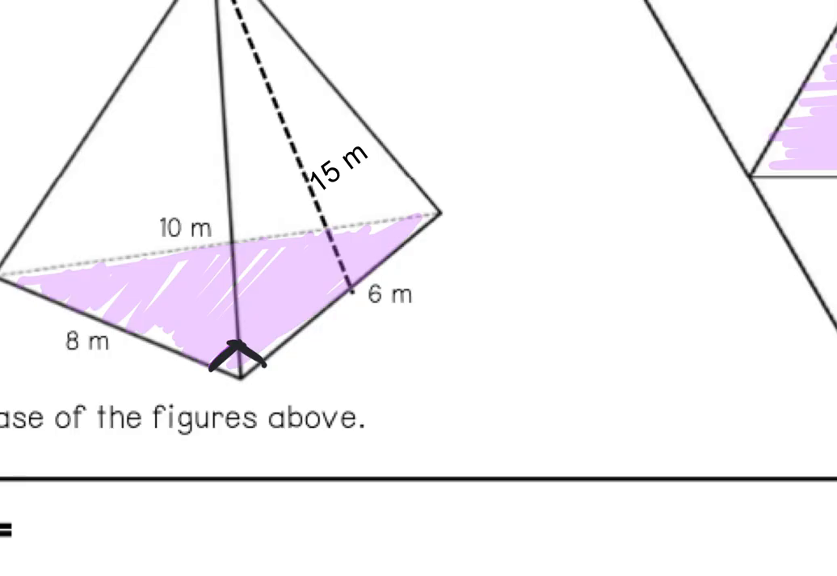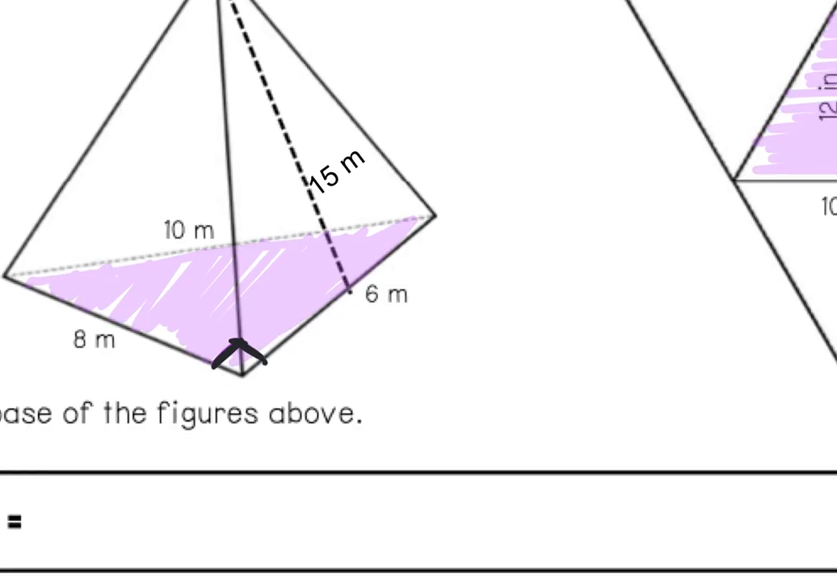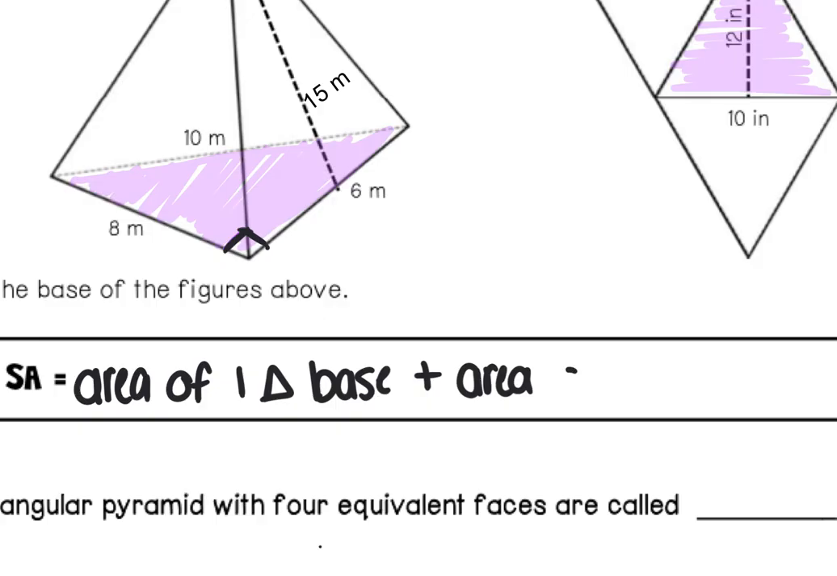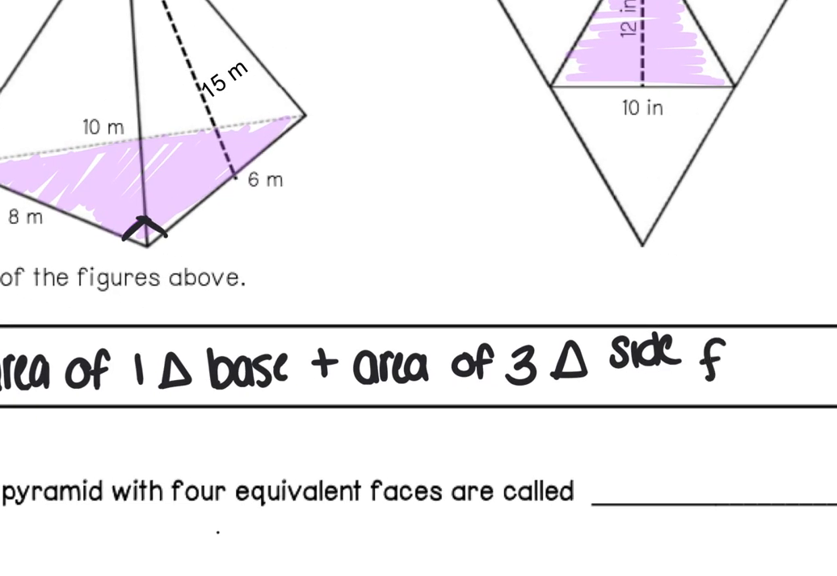And then also you have the dashed line here for the height, but it's not actually labeled as 15 on yours. Go ahead and write the 15 in next to it. So you are adding this 15 and you are marking the right angle here. All right, and then for where we have our formula, for surface area, it's the area of 1 triangular base plus the area of 3 triangular side faces. Let you catch up there.